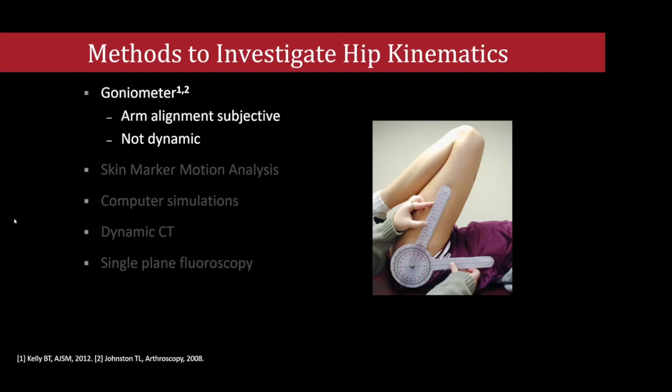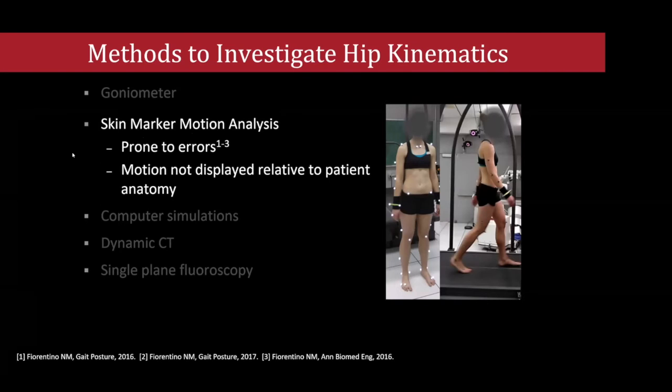There are different ways to investigate hip kinematics. I've shown these slides before, but just to quickly go through them. With a goniometer, you can look at kinematic position at a single point in time, but it's not dynamic and it's quite subjective. Skin marker motion analysis is really the most common form of motion capture. It is prone to errors, especially when investigating hip kinematics, and the motion is not displayed relative to patient anatomy.